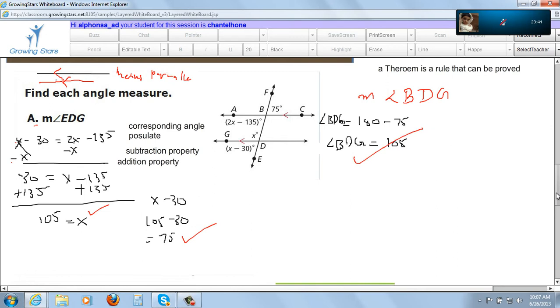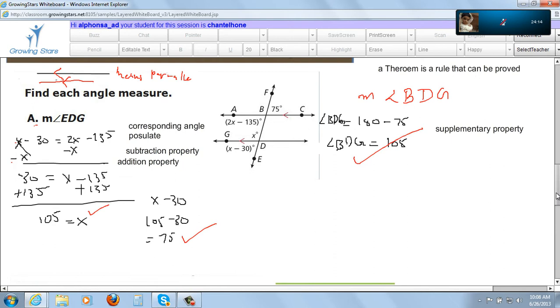Now here you can write down supplementary property, or linear pair postulate. Okay. Now next question. Can you see the figure?